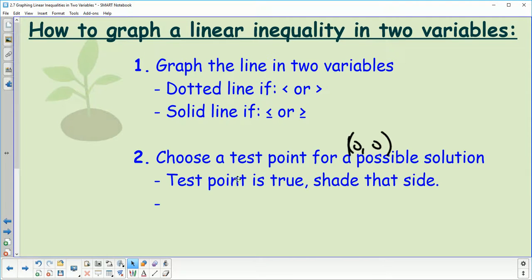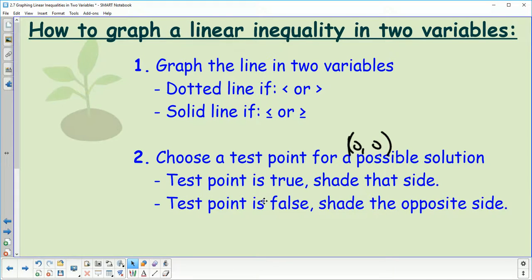If the test point is true, meaning the statement is true, we shade that side. So we're just going to draw and shade and color in everything on the same side of the line as that test point. If it's false, then we're just going to shade the other side, because then that has to be where all of our true statements are. It always has to be one or the other side of that line.